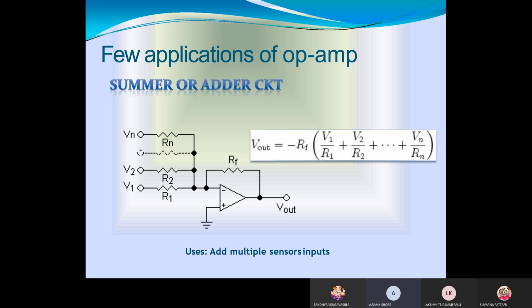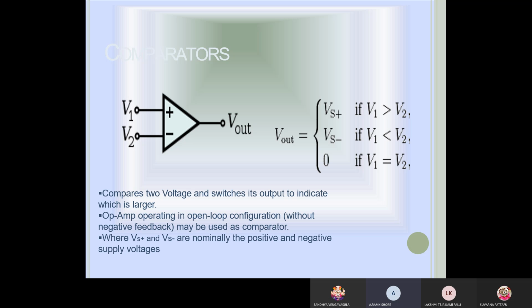It is one of the applications, and we can also use the op amp as a comparator. Here we are comparing two voltages, that is V1 is greater than V2, or V1 is less than V2, or V1 is equal to V2. At that time the output will be decided as Vs plus, Vs minus, or 0. That is when V1 is equal to V2. For example, if V1 is 3 volts and V2 is 3 volts, then 3 minus 3 is 0.